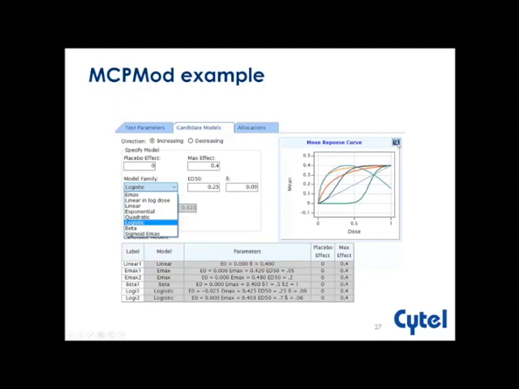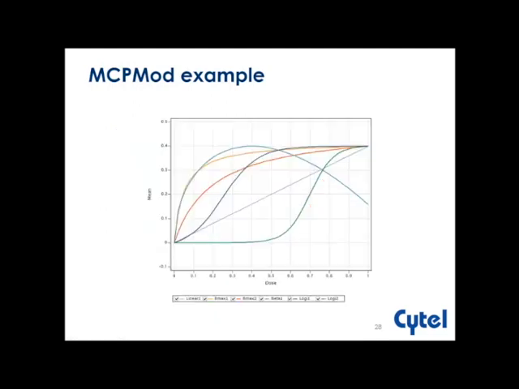If I click on this icon, I can blow up the plot. We can see the full plot of all 6 candidate models here. There's a linear, 2 different versions of Emax, a beta, and 2 logistic functions.